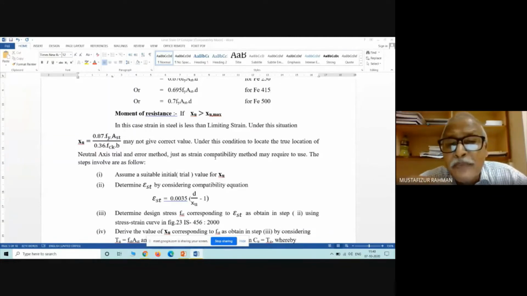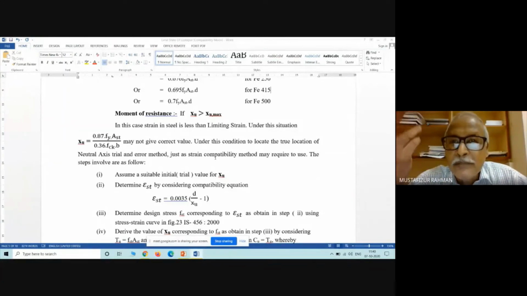So under that situation, to locate the true location of the neutral axis, the trial and error method must be used. For this, there is no direct mathematics. In different subjects, even at your secondary level, when there is no proper mathematical expression for the solution of the problem, what is done? Trial and error method.